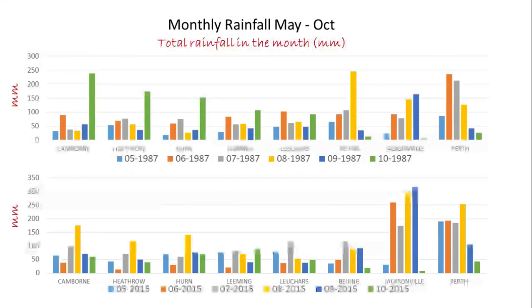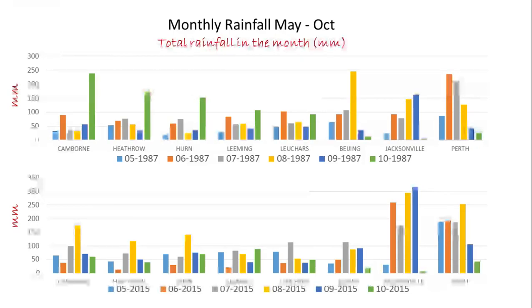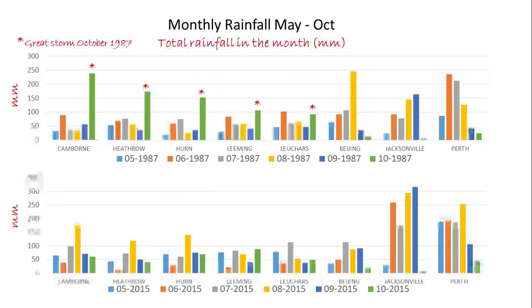Okay, here's a picture of the monthly rainfall. These are trended from May to October, and you can compare the 2 years, 1987 and 2015. If you notice the green peaks on the upper graph, these are all indicators of the Great Storm in the UK in October 1987. That's why you get a significantly higher level of rainfall in these months, and the amount of rainfall was higher in the south than it was in the north.